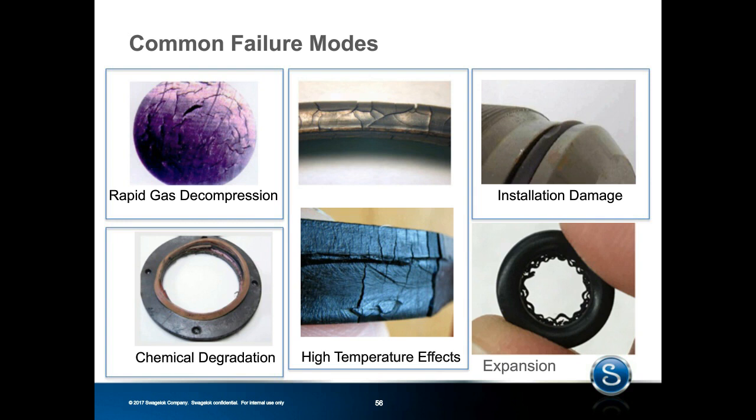Although I do want to point out that there are some chemicals that will also cause the O-ring to appear hard and brittle. You can also see the effects of thermal expansion or a volume swell and the effect that it causes on a seal material, as well as installation damage, all creating leak paths.